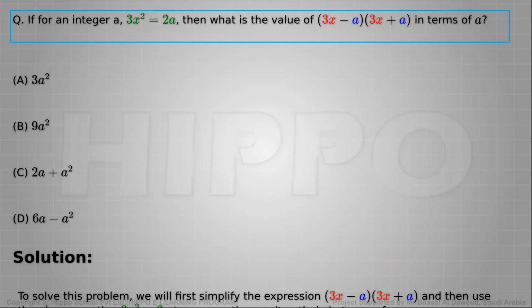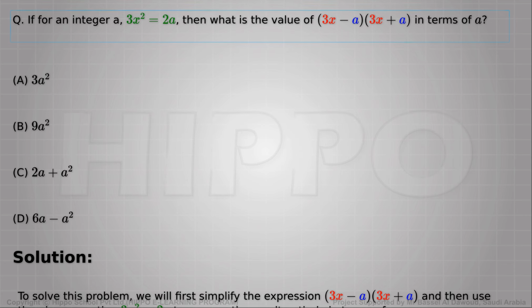So, students, let's break down this algebra problem. We're given an equation that connects x squared with a variable, a. Our task is to evaluate a different expression, (3x − a)(3x + a), and write the answer using only a. This problem tests two important skills: recognizing a special algebraic formula and performing substitutions carefully.